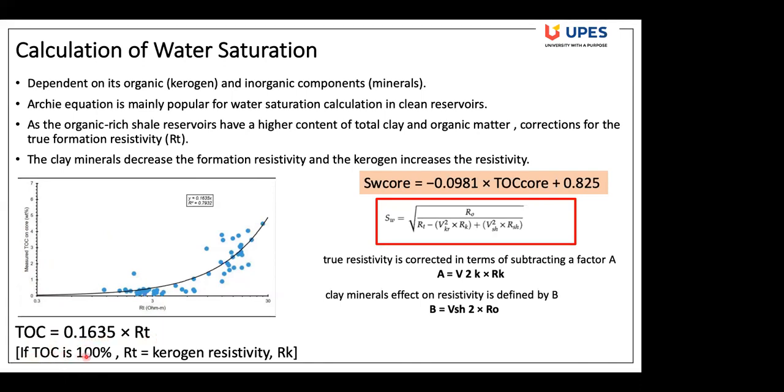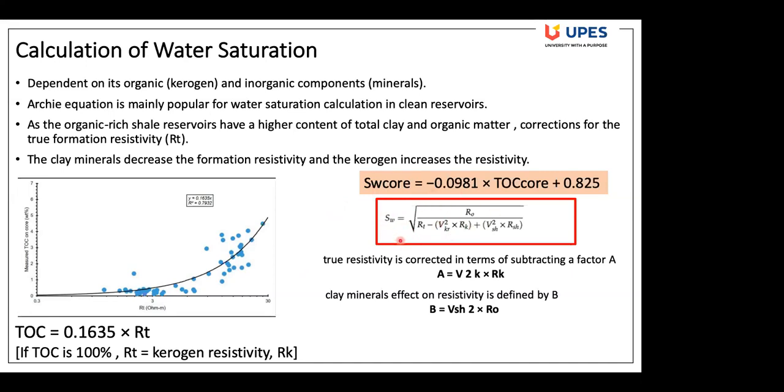Here if TOC is 100%, then we consider RT is equal to kerosene resistivity, that is RK. Then you can see this equation, SW water saturation, is derived from lab. This is the equation, and this TOC is also derived from lab. So combining these both equations, you can find out water saturation.